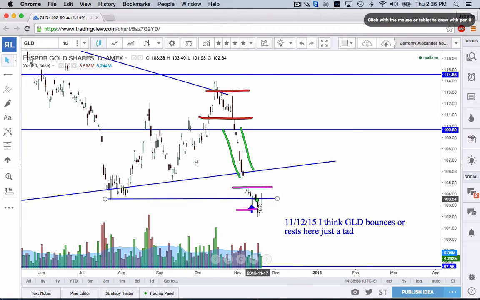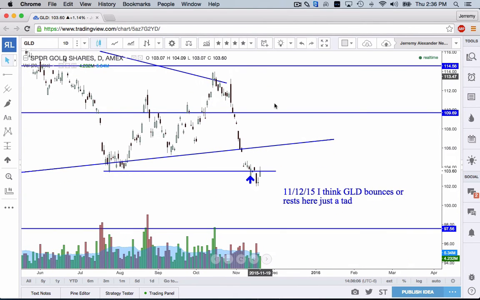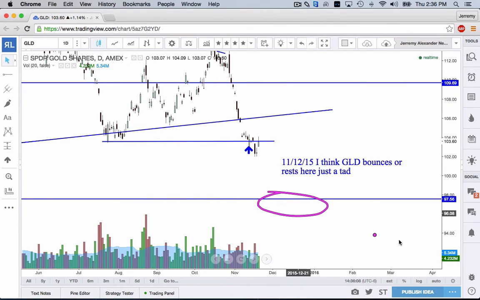So this is an accumulation phase where we're likely going to trade sideways a little bit on gold. And from here, I'm going to see what direction it bounces. If it bounces or breaks out bearish, I'm going to look for gold to trade down to $97.56 on this particular ETF, which means gold, the actual physical metal, would likely trade a little bit lower as well.